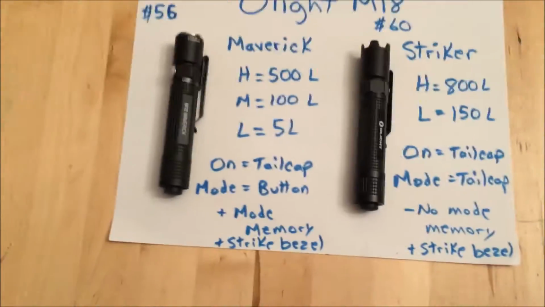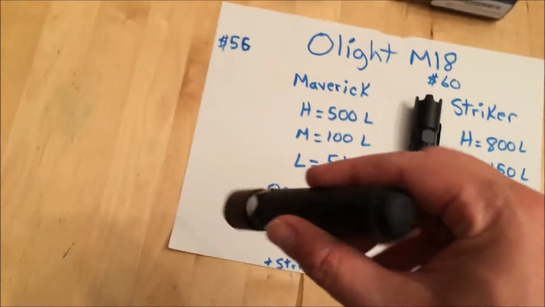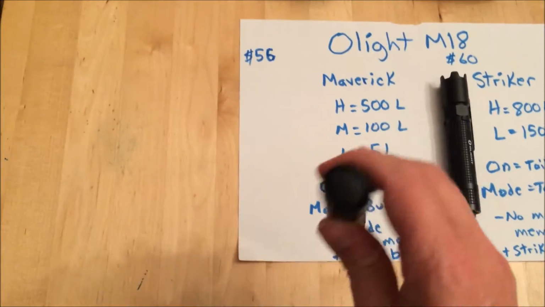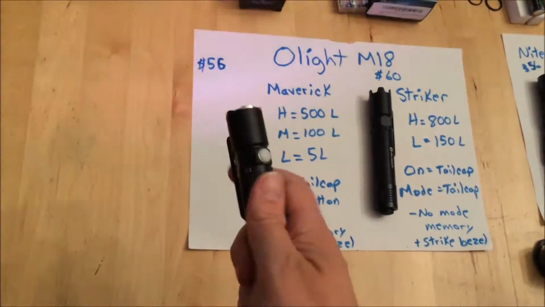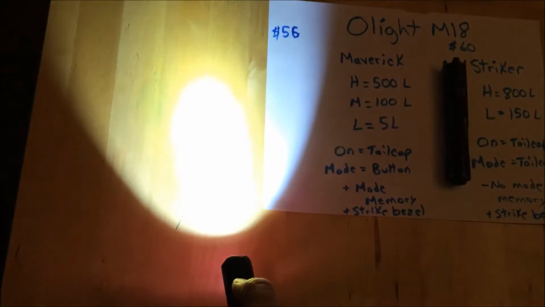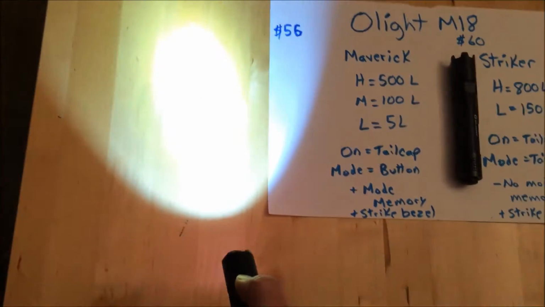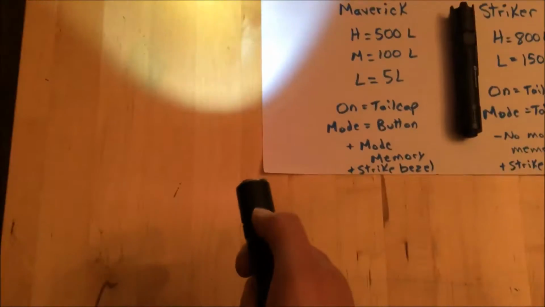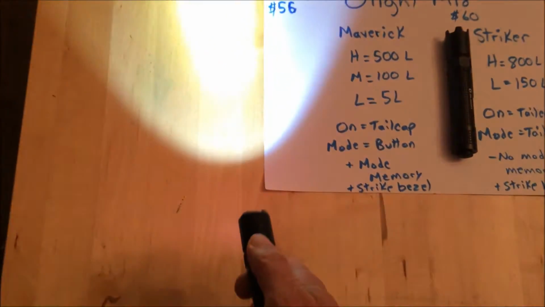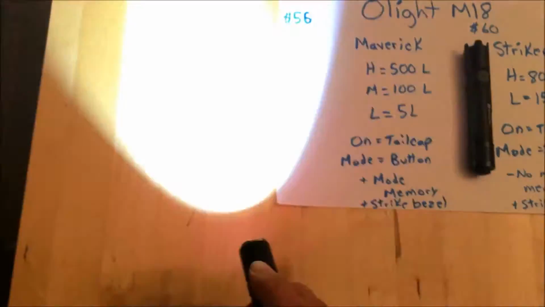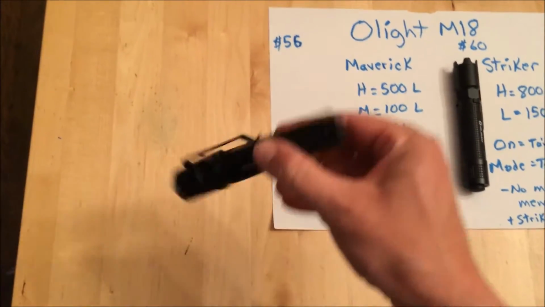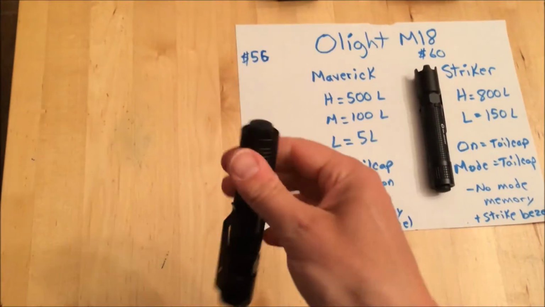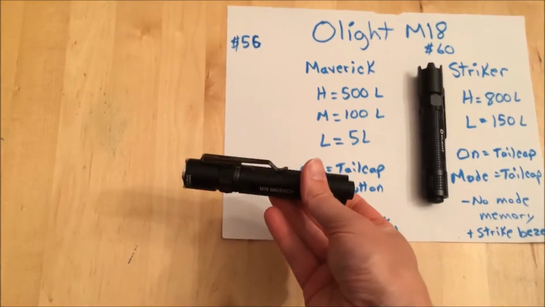I'll just briefly demonstrate how you go through the different modes. On this Olight Maverick, I turn it on with the tail cap, and I can switch modes using this button: high, low, medium, and I access strobe by holding down on this. And whatever mode I leave this in, when I turn it off, it saves that memory, and then when I turn it back on again, I'm back in that same mode.